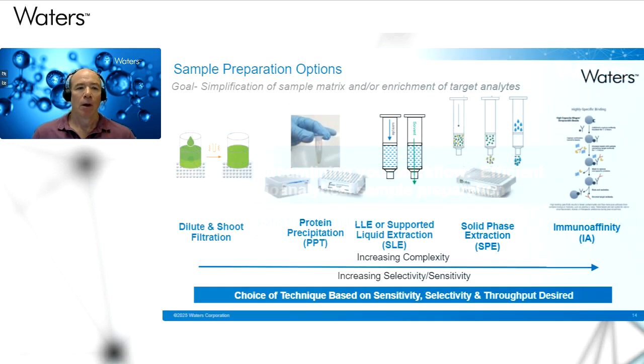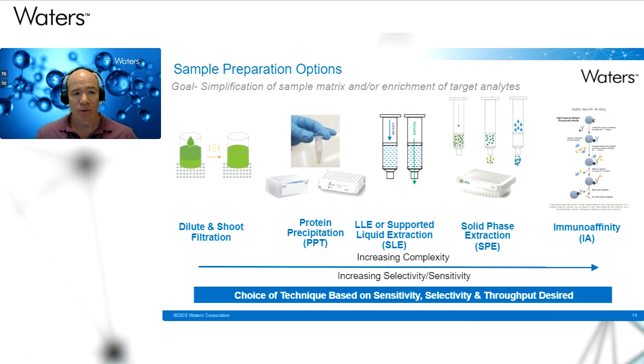Okay, there we go. So there are a number of sample preparation options. This is certainly not all of them, but I believe it covers the main categories. From left to right, we're increasing the complexity of the sample prep method, and we're also increasing the selectivity and often the sensitivity as well. The other thing is we may be increasing the costs. The choice of technique is really based on a balance of all this: what's the sensitivity needed? What is the selectivity? What is our throughput, etc.